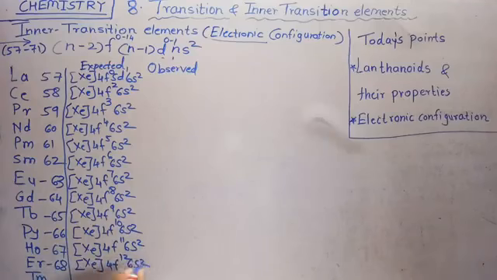4f12 6s2. Then thulium, 69 atomic number, electronic configuration xenon 4f13 6s2. Then ytterbium, atomic number 70, xenon 4f14 6s2. And last is lutetium, which has atomic number 71, xenon 4f14 5d1 6s2.